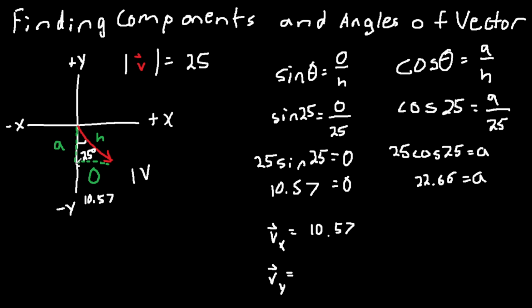How about for the adjacent value? Well, the adjacent value is on the y-axis. We're in quadrant 4 for this vector, so the y value will be 22.66. Now, is it negative or positive? We are in quadrant 4, so 22.66 is negative.